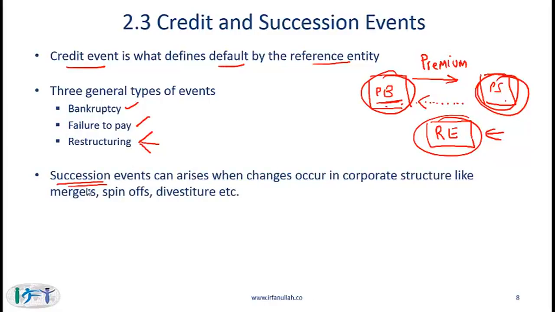Next, we come to the discussion of succession events. Succession events can arise when changes occur in corporate structure like mergers, spin-offs, and divestitures. The point here is that if an event like this occurs, then who is liable to make payments? And the answer is that within the ISDA, which we talked about before, there is a committee called the Determinations Committee. And if there is any doubt, then the Determinations Committee figures out who is liable to make the CDS related payments.